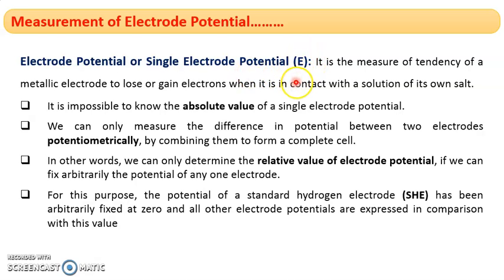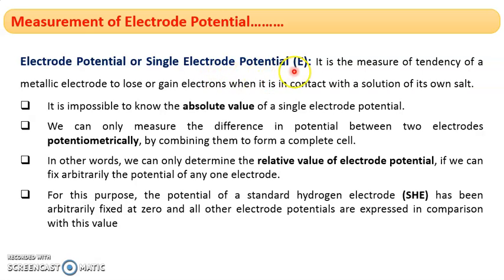It is the measure of tendency of the metallic electrode to lose or gain electrons when it is in contact with its own salt solution. So, when a metallic electrode is dipped in its own salt solution, it may lose electrons or it may gain electrons. The measure of that tendency, losing tendency or gaining tendency, is known as the electrode potential or single electrode potential E.